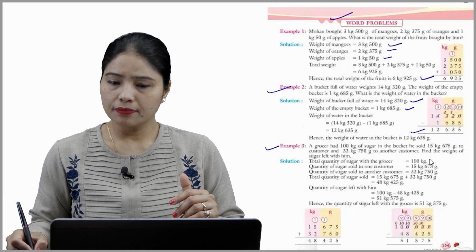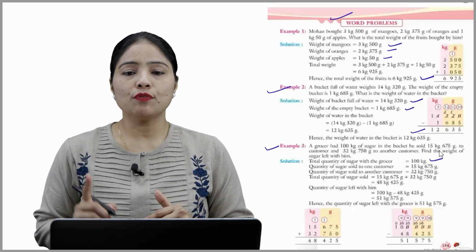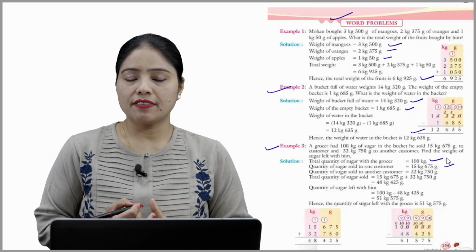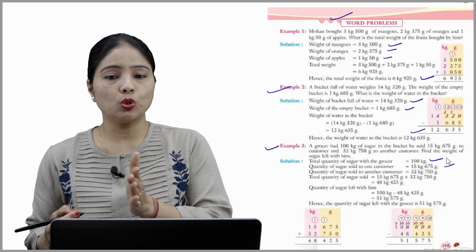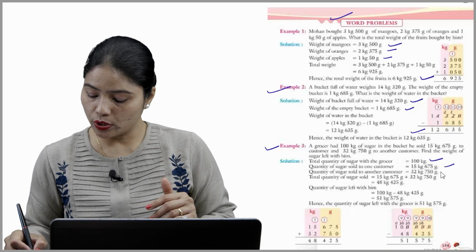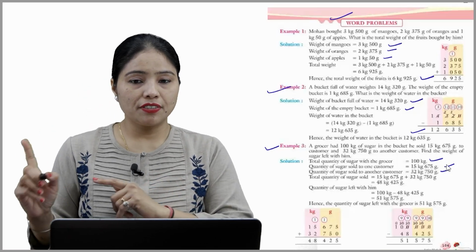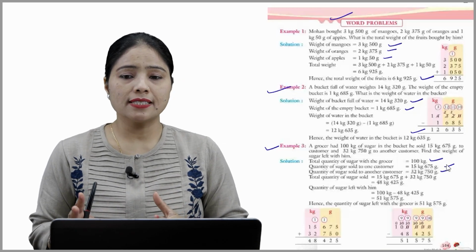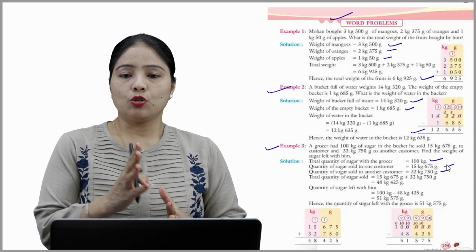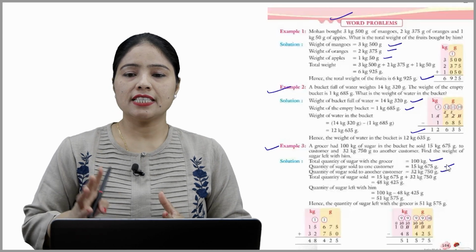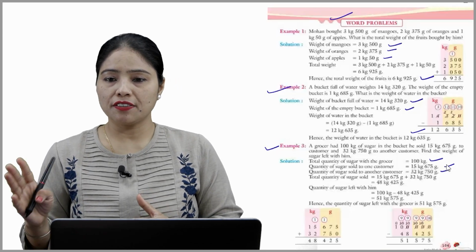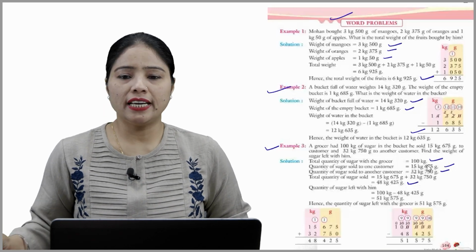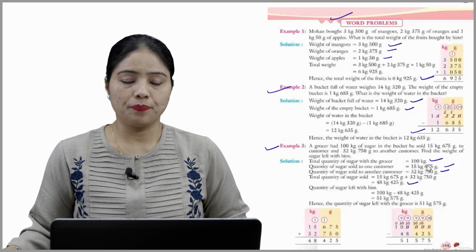100. Okay, quantity of sugar sold to one customer 15 kg 675. Quantity of sugar sold to another को कितना आपने sold किया? 32 kg 750. So now total quantity of sugar sold is क्या करेंगे? इनको प्लस कर देंगे. So 15 kg 675 और 32 kg 750 को जस्ट ऐड ऑन किया. So ये हमारा बना 48 kg 425 ग्राम.